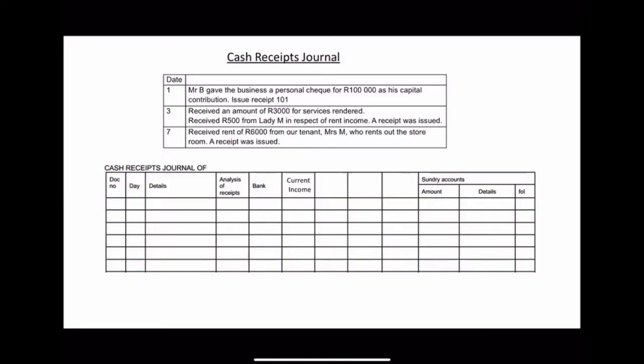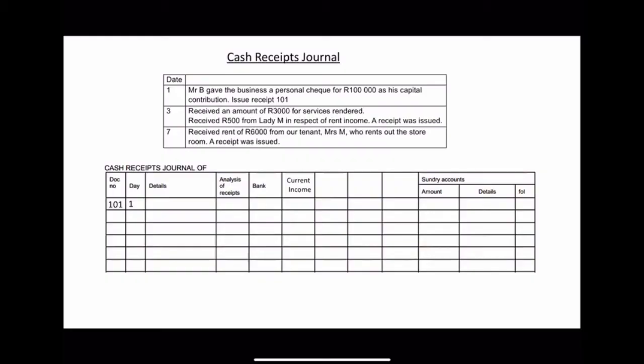So working with the cash receipts journal, the first thing we're going to look at is the first transaction, and it says Mr. B gave the business a personal check for 100,000 Rand as his capital contribution, and we issued receipt 101. So automatically we want to fill in the information that is obvious to us. We know that the document number needs to be 101, and the date has been given to us as the 1st of the month, so we can fill that into our document number and our day.